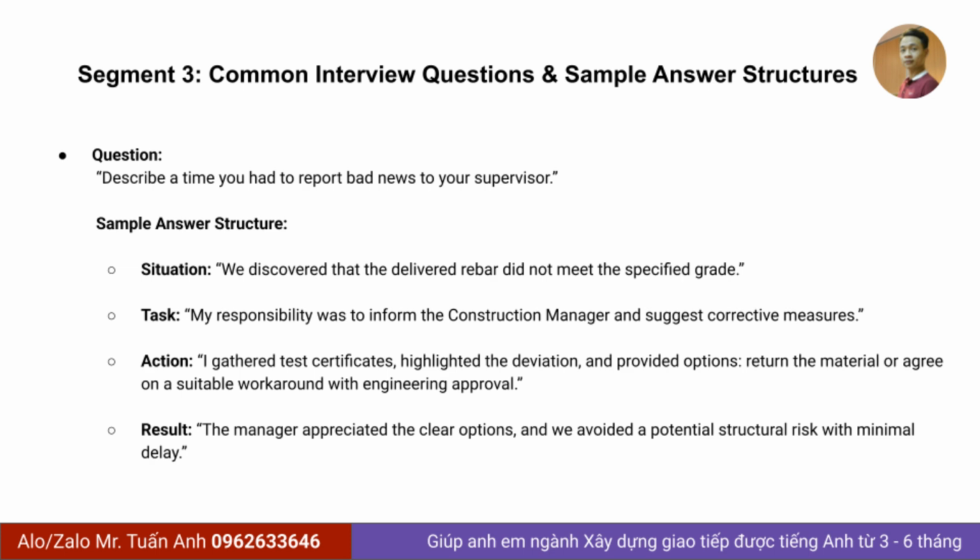Action. I gathered test certificates, highlighted the deviation, and provided options. Return the material or agree on a suitable workaround with engineering approval. Result. The manager appreciated the clear options, and we avoided a potential structural risk with minimal delay.